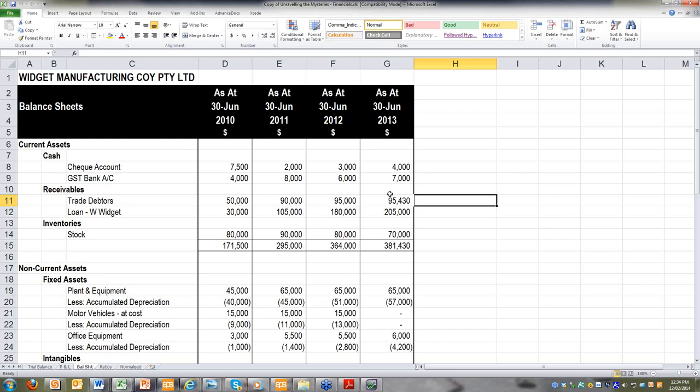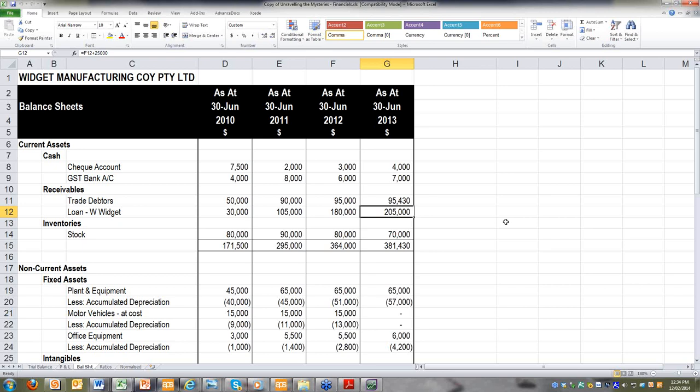The loan to W Widget. So that's the director who's working the business, or the old husband. He's gone from 30 to 105, 180, 205. He's taking a lot more money out of this business than he is in salary. We don't know actually if he is receiving a salary. But that amount there is an asset.